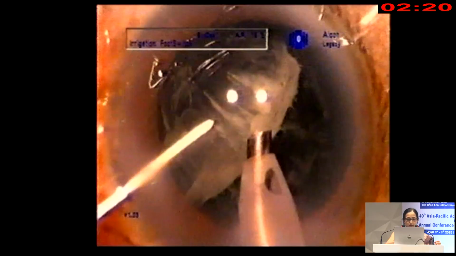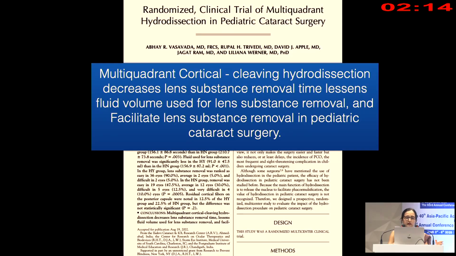And this is a very old picture, but it's a classic one which actually shows what these adhesions look like. And like we discussed in the previous clinical examples, doing a multi-quadrant cortical cleaving hydrodissection not only helps you, but it reduces the time used and the fluid used during the surgery, because it frees up those fragments. And this was documented with the team of Dr. David Apple lab several years ago.